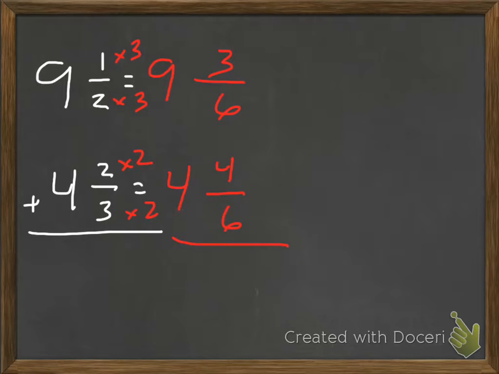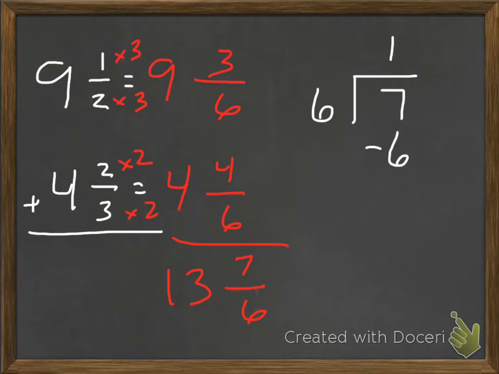9 plus 4 is 13. 3 plus 4 is 7. Denominator stays the same, so I have 13 and 7/6. 7/6 is an improper fraction, so I got to change it to a mixed number. 6 into 7 goes one time. 7 minus 6 is 1. My remainder becomes my numerator and my denominator stays the same. So I have 1 and 1/6.